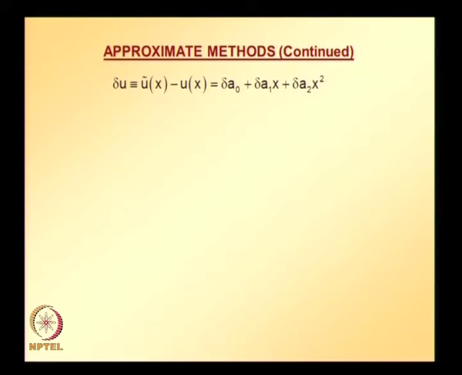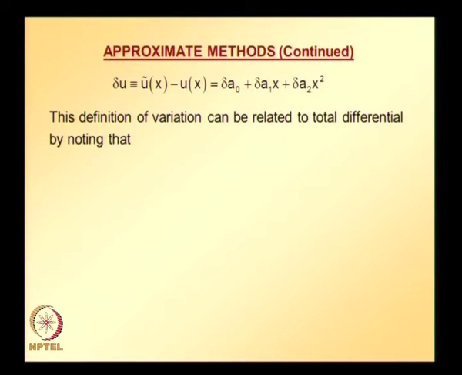So, with this understanding, the definition of variation can be related to the total differential. Please note the partial derivatives of the trial solution that we started out with, that is u is equal to A naught plus A1 x plus A2 x square. The partial derivative of u with respect to A naught is going to be 1, the partial derivative of u with respect to A1 is going to be x, and the partial derivative of u with respect to A2 is going to be x square.